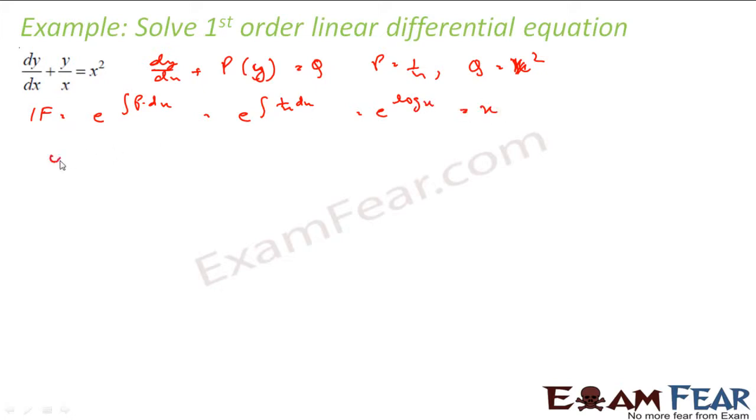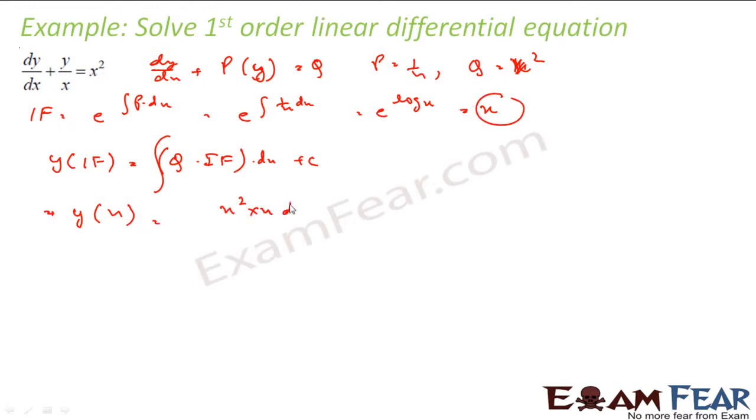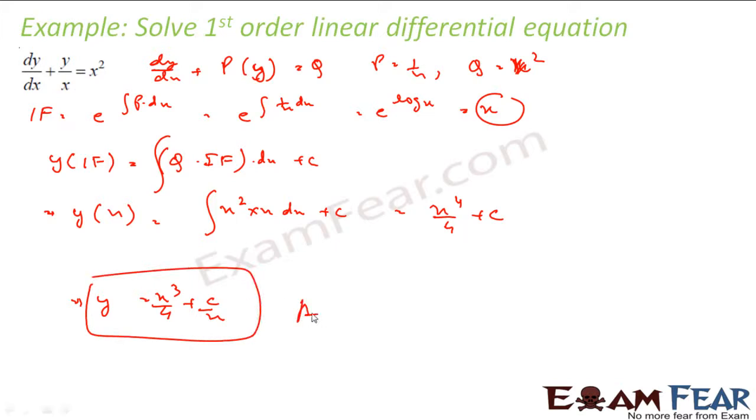My solution is y into IF is equal to integration of q into IF, the whole thing with dx, plus some constant. Put the value: y into IF is x, right, is equal to integration of q, which is x square, into IF, which is x, dx plus c. It is x to the power 4 by 4 plus c. So I got y as x cubed by 4 plus c by x, and that is my answer. Very simple.